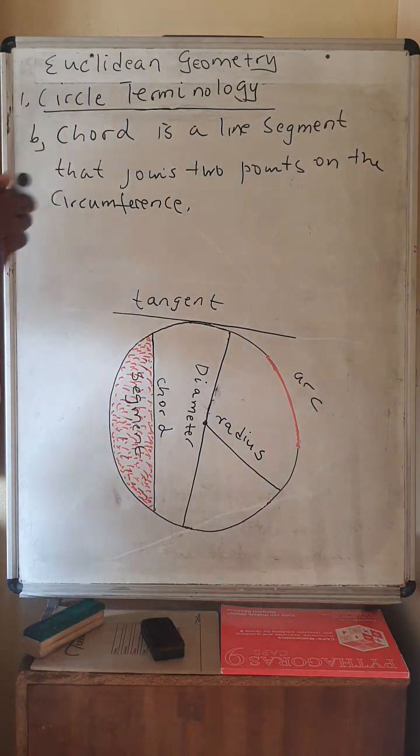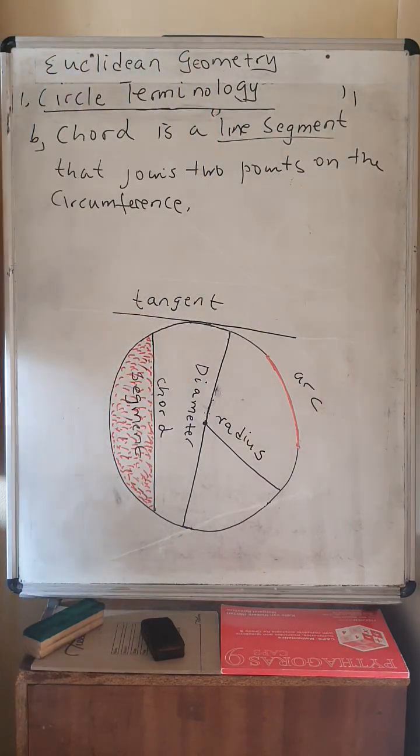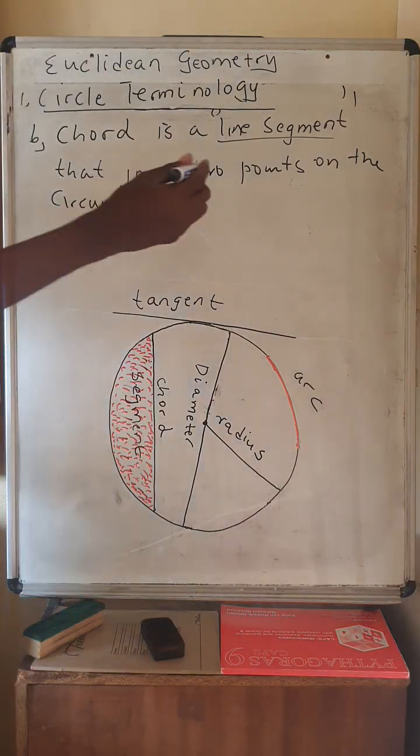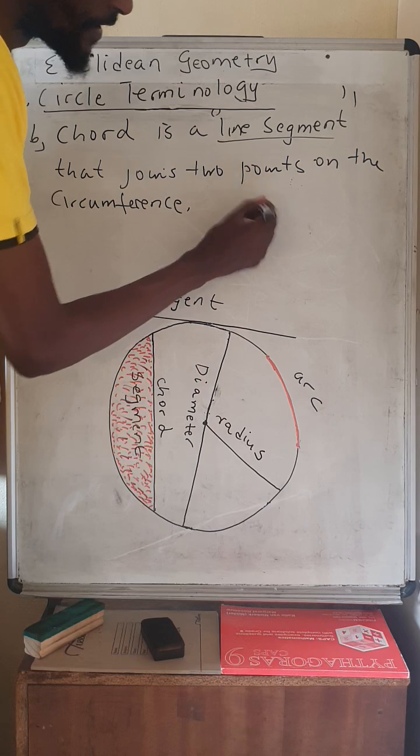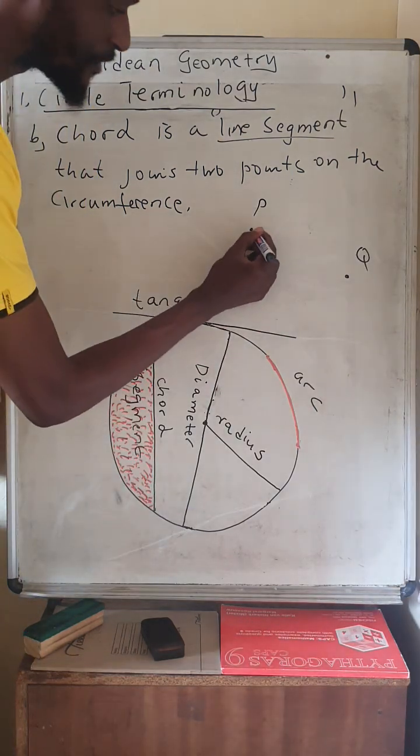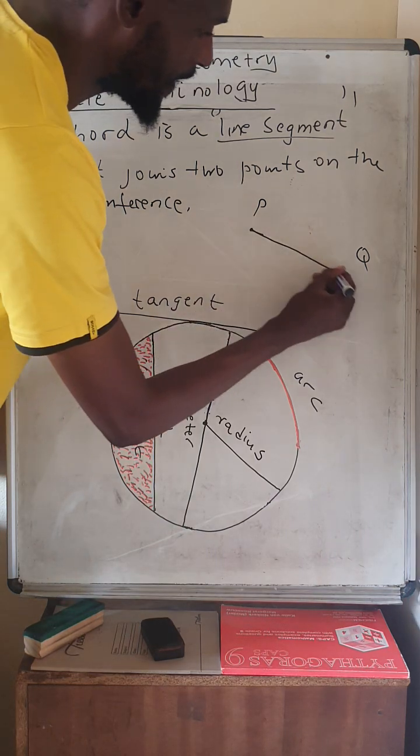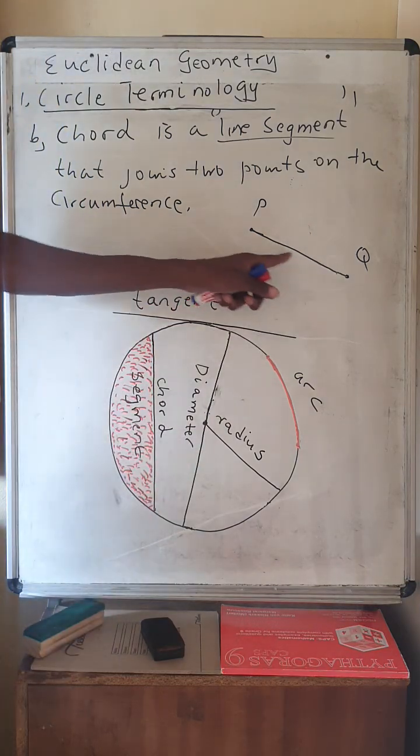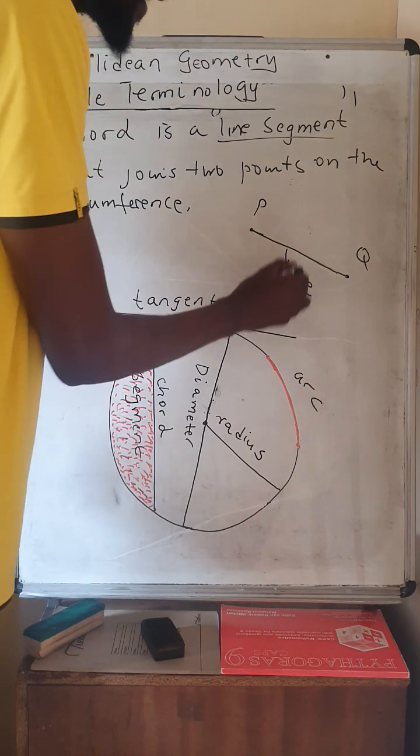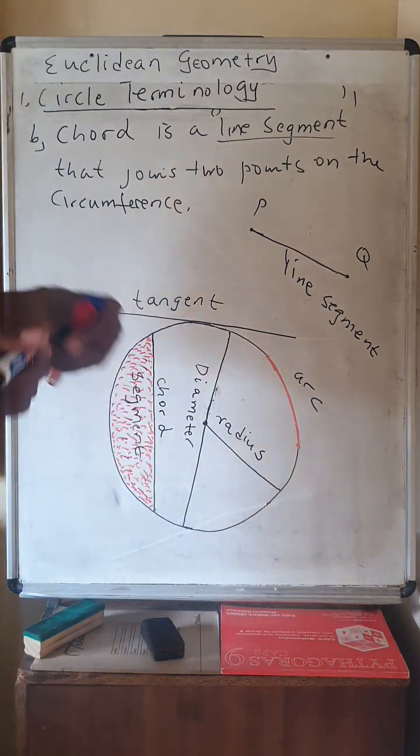So before I define a chord further, let's firstly discuss what is a line segment. A line segment is a line that joins 2 points. For instance, if you give me 2 points, let me say point P, and you give me another point here and call it point Q. If I draw a line joining P and Q, then that line will be called a line segment. So a line segment is a line that joins 2 points.